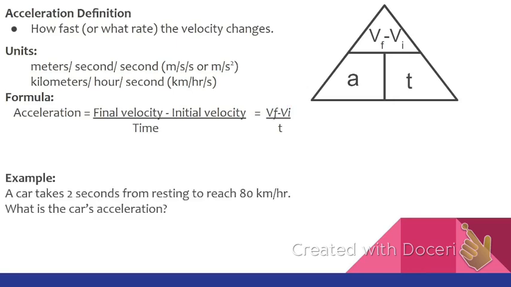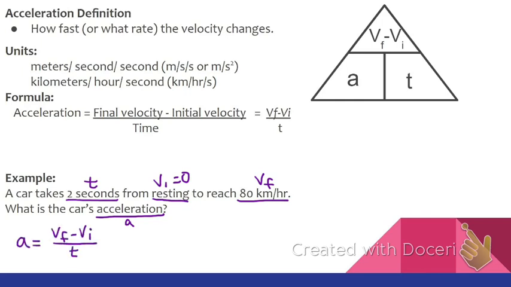So if we have an example here, a car takes 2 seconds from resting to reach 80 kilometers per hour. What is the car's acceleration? So we're trying to find acceleration in this situation, and what we want to do is identify our variables. Our time is 2 seconds. Our V final is that 80 kilometers per hour. A lot of times people are going to get confused on acceleration problems because they're going to think they don't have enough information. But in this case, because it says resting here, we know that that's our V initial, and resting means that it started at 0. So we do have enough information to solve.